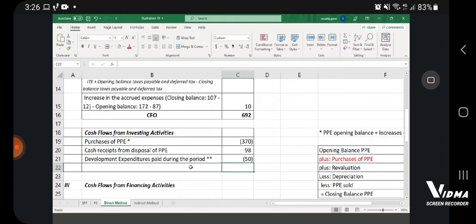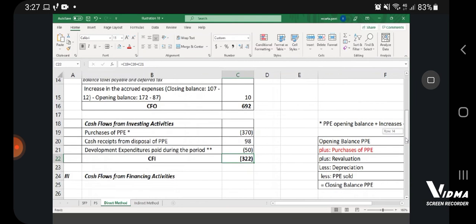We are almost at the end. The cash flows from investing activities, you see that there are only 3 transactions, and that means that the cash flows from investing activities is the sum of what we have paid, with what we have received, with what we have paid for development expenditure, 322 with a minus. That is that we have a net cash outflow relating to investing activities. Very well, we are toward the end.